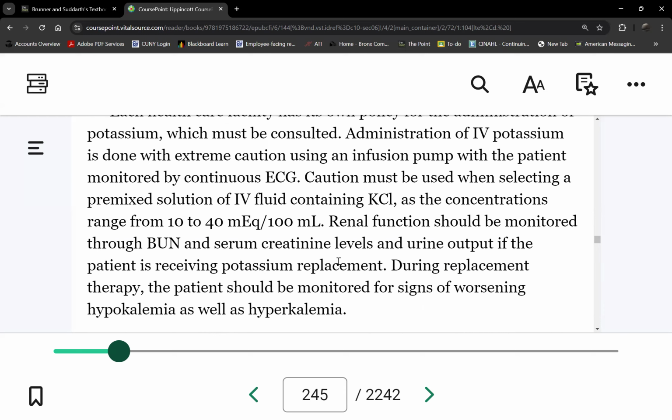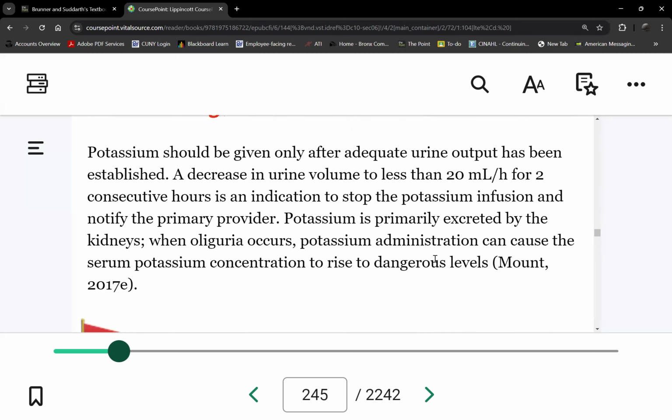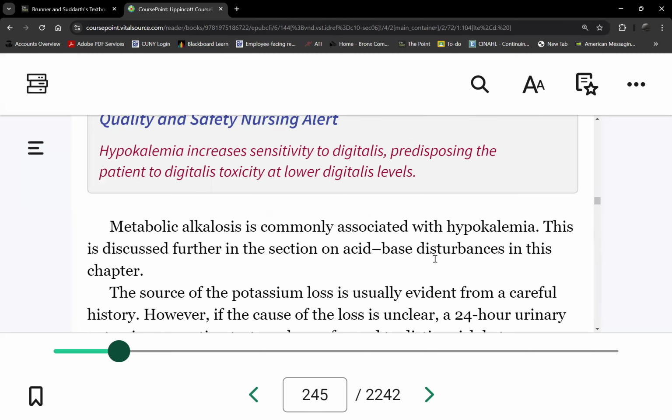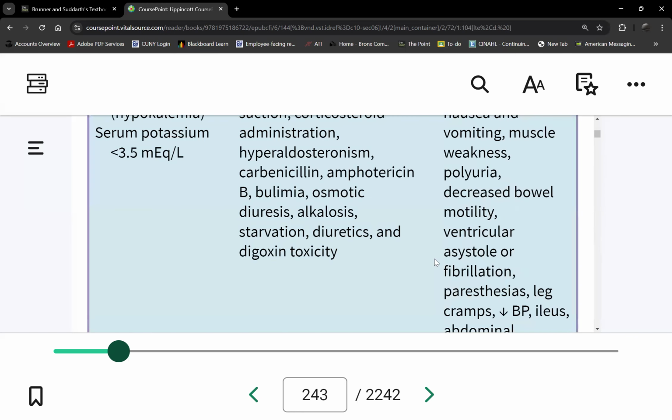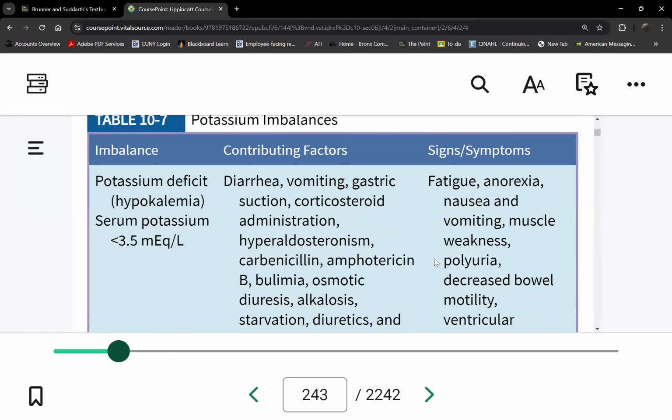You're limited to 10 milliequivalents per hour. Is it easy to correct it? It'll take hours, it'll take days, okay, to correct, depending on how bad the hypokalemia is. So therefore, what's the danger here? Let's go back to the manifestations. What's the danger here? Because we cannot correct potassium fast. It'll take hours to days even.